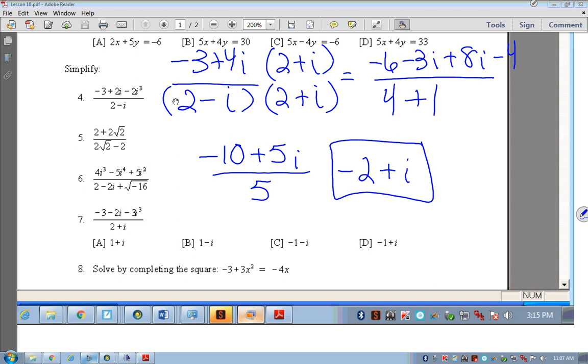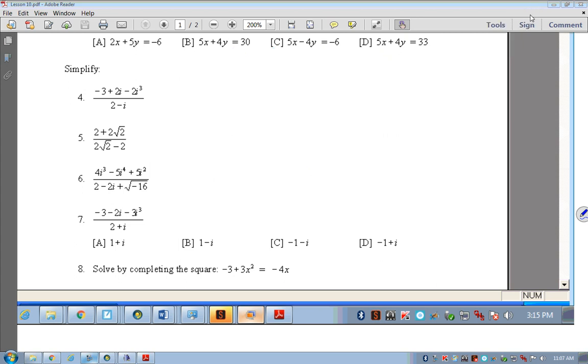All right. I'm going to clear that out. Hopefully we've got that. I'm sure we want to continue to do some more of these, right? All right, now number 5 doesn't include any imaginary numbers, but it does include radicals.